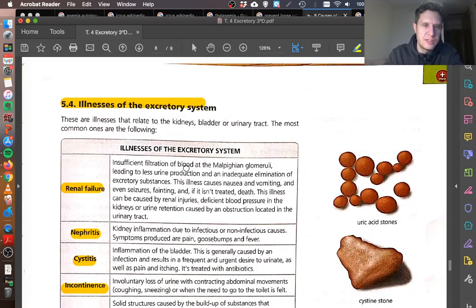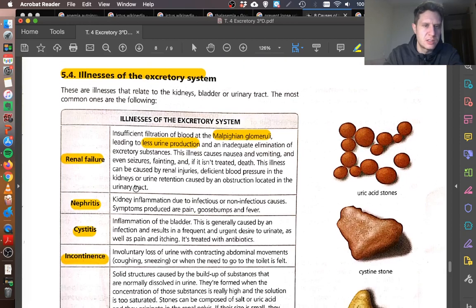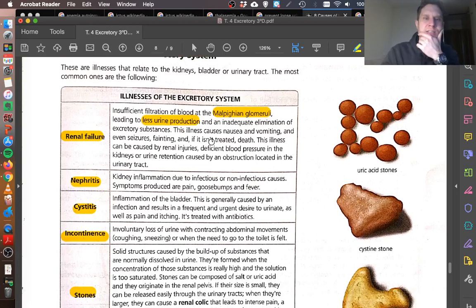Renal failure means the filtration of blood, or the Malpighi glomerulus, is not working, leading to less urine production and inadequate elimination of excretory substances. These illnesses cause nausea and vomiting, and even seizures and fainting. The illness can be caused by renal injuries. So you can be hit by, I don't know, I have a friend that had renal failure during a football match. He finally recovered, and he is alright right now.